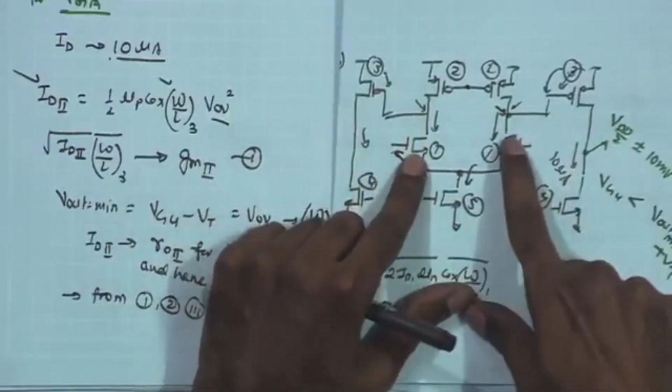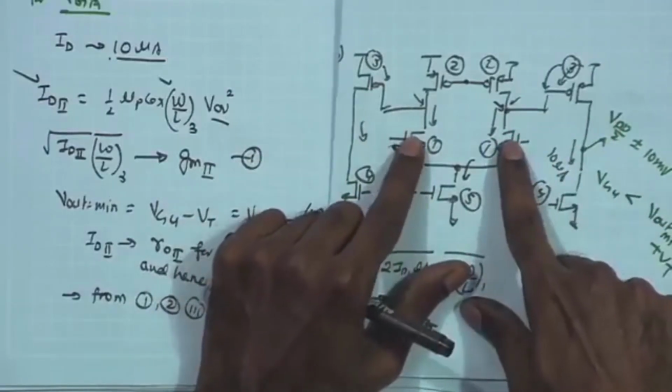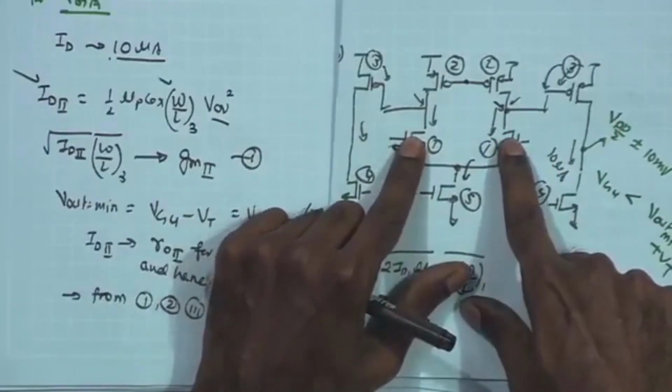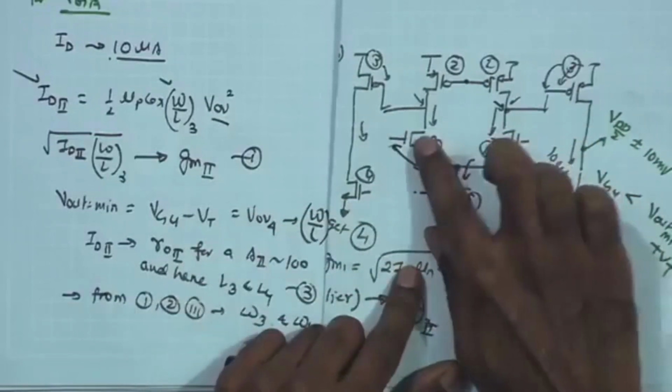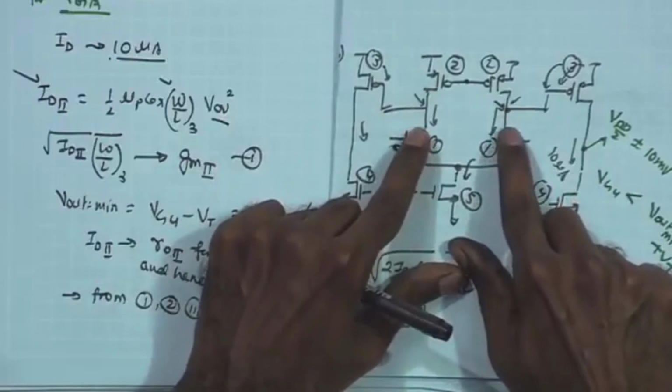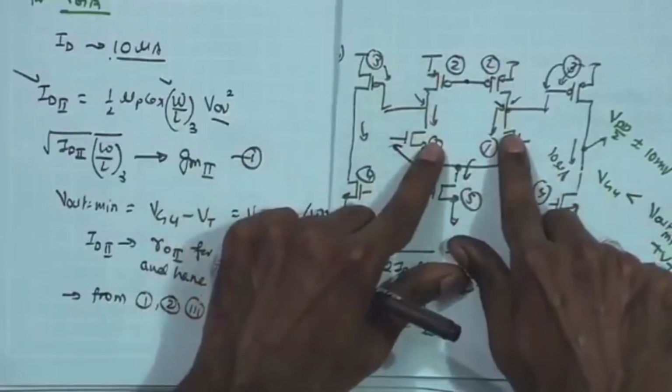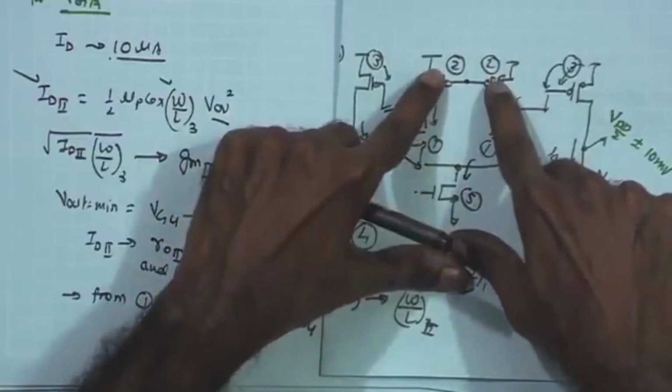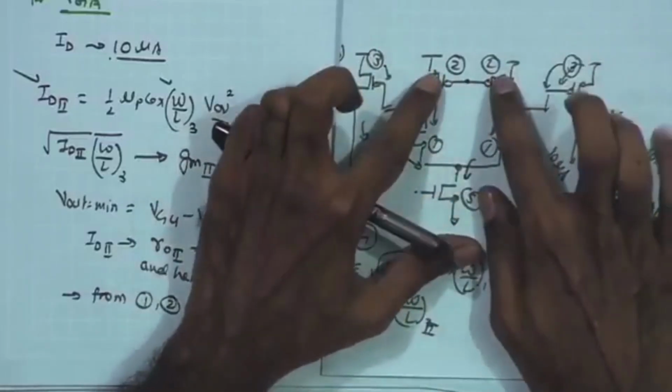Based on that, I need to look at the W by L ratio of this one, and also the L ratio. The L value determines the RO. So, here the GM determines the W by L and the RO determines the L. The constraint remains similar, but for this device once again the constraint is going to be slightly different.